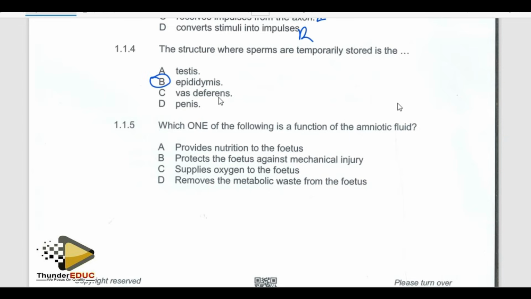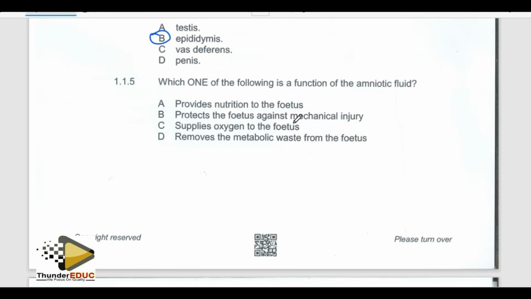D, this is the vas deferens. The vas deferens is just a tube which transports sperms from the epididymis to the ejaculatory ducts and the penis. Obviously, everyone knows the penis, even if we don't explain it. Then we go to the next question, which is talking about which one of the following is a function of amniotic fluid. What's the function? I've seen that many students talk about amniotic fluid.